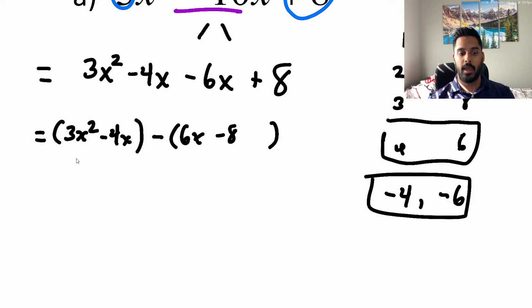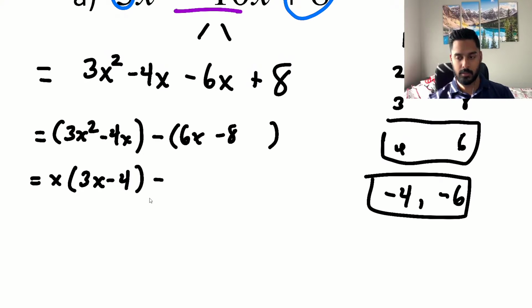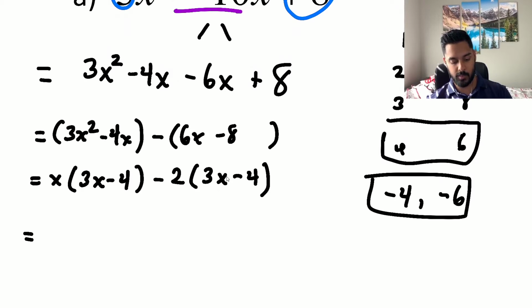So let's go ahead and actually do our factoring. We'll take a common factor from the first set of brackets. We'll take out an x, so we're going to have a 3x minus 4 inside, minus common factor between 6 and 8, which is going to be a 2. So 2, and then again we're going to have a 3x minus 4. Now our brackets are the same, which is exactly what we need at this point.